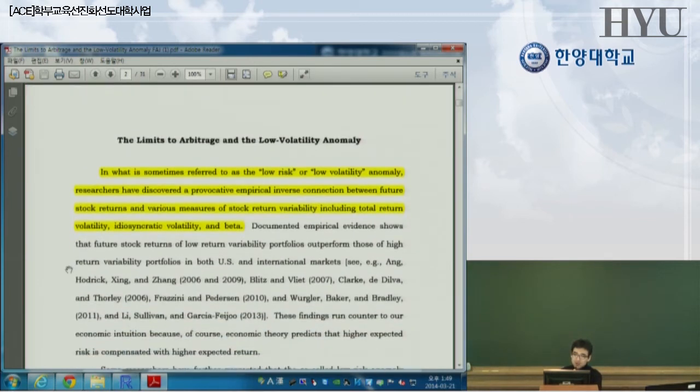In what is sometimes referred to as the low risk, low volatility anomaly, researchers have discovered a provocative empirical inverse connection between future stock returns and various measures of stock return variability, including total return volatility, idiosyncratic volatility, and beta. First, total return volatility is just like standard deviation. We can measure the standard deviation of daily return over the last 1 month, right? That is the total return volatility of individual stocks.